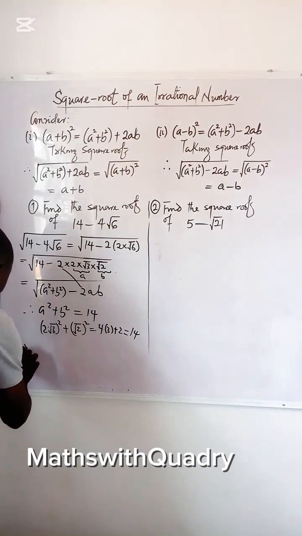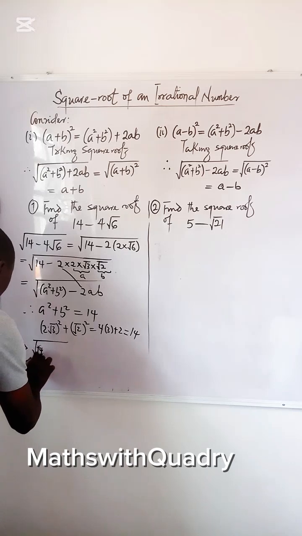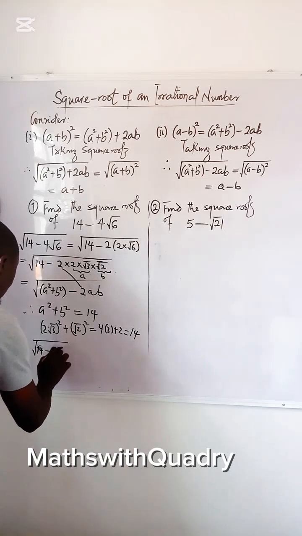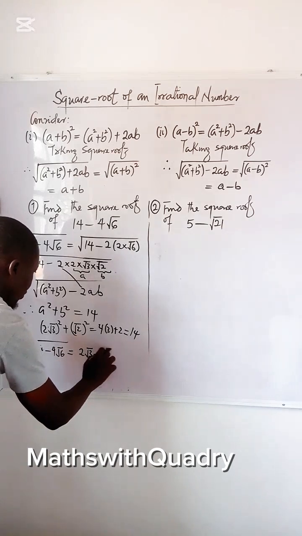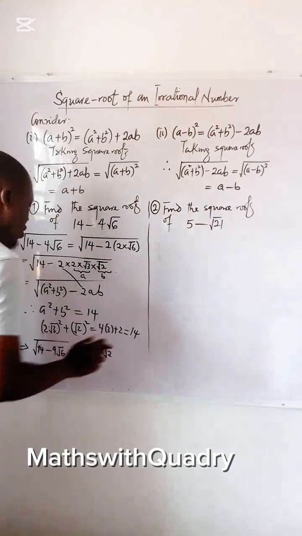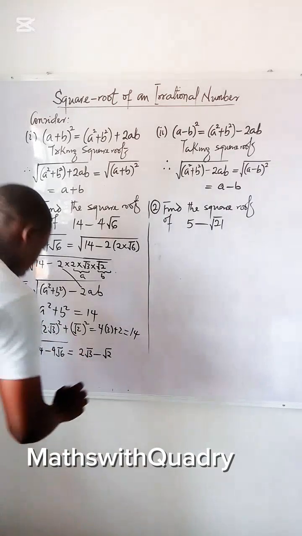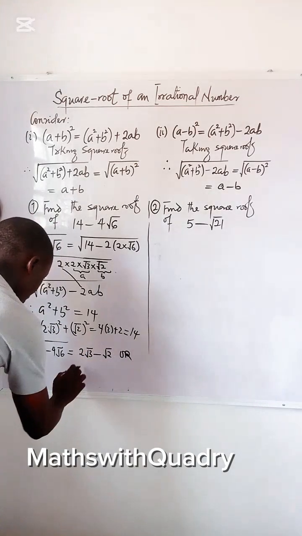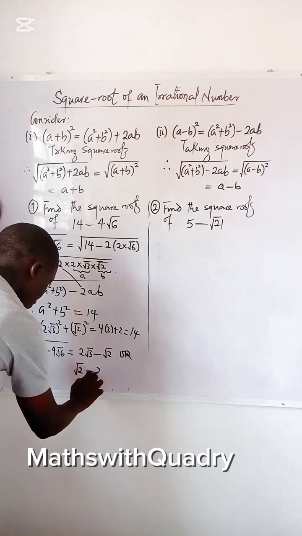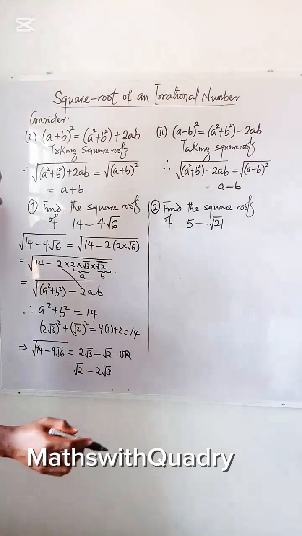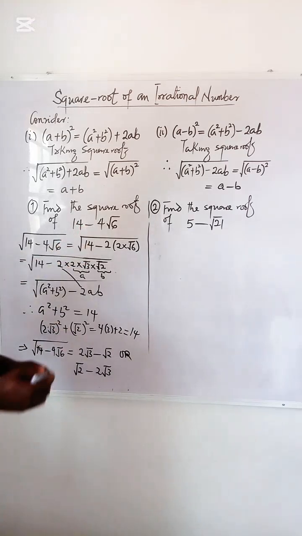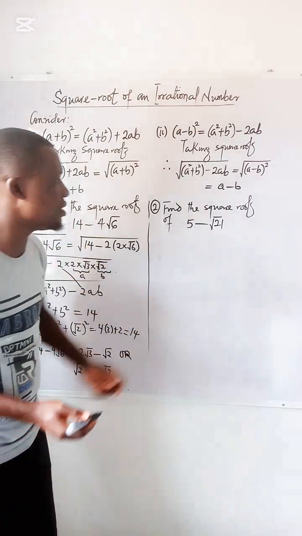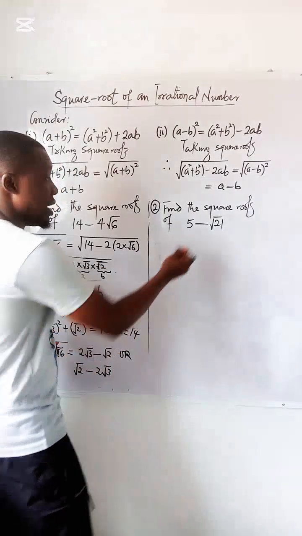So our answer is: the square root of 14 minus 4 root 6 is equal to 2 root 3 minus root 2, just as this. Or, it's still very possible, because this is a square root, it can be root 2 minus 2 root 3, which is also the same thing. When you take the square of both sides, you still have 14 minus 4 root 6. But look at this, this is a bit tricky because of the form that it is.